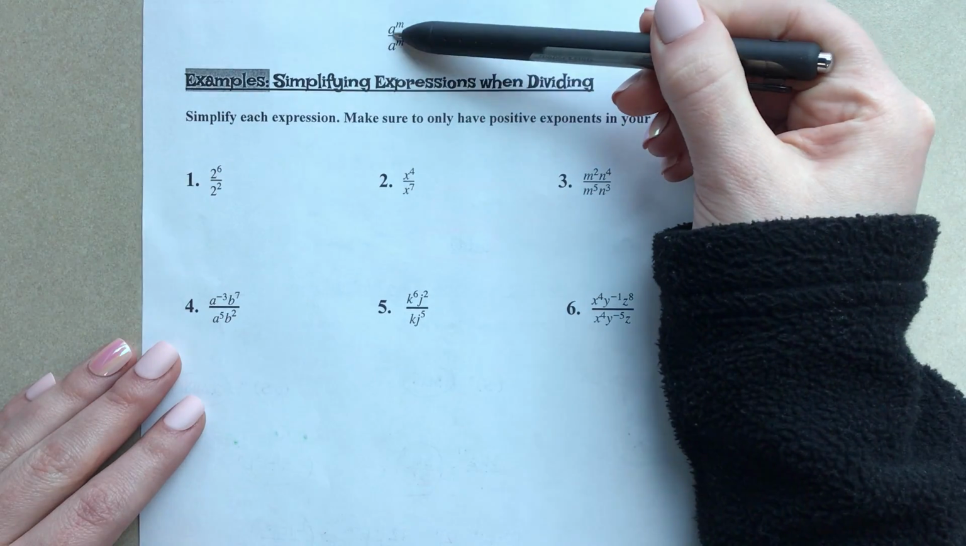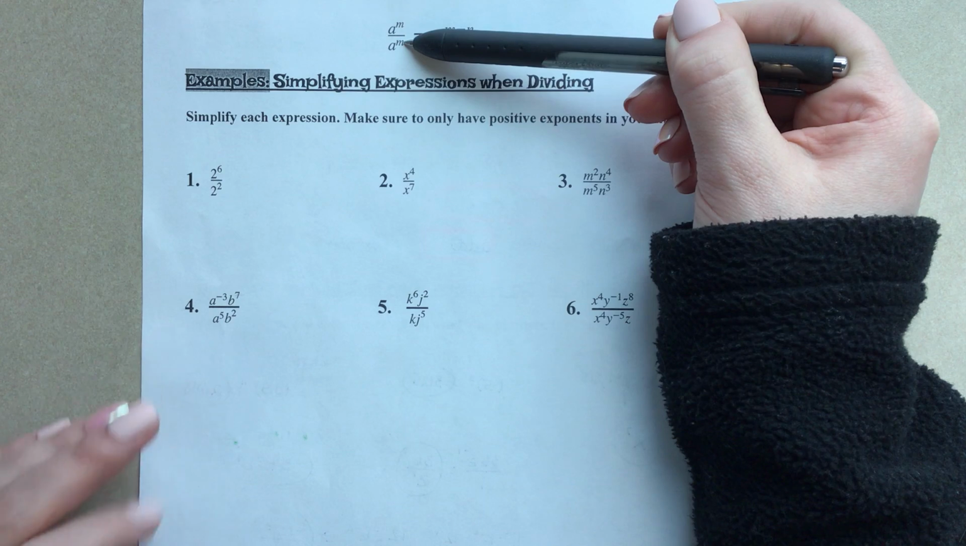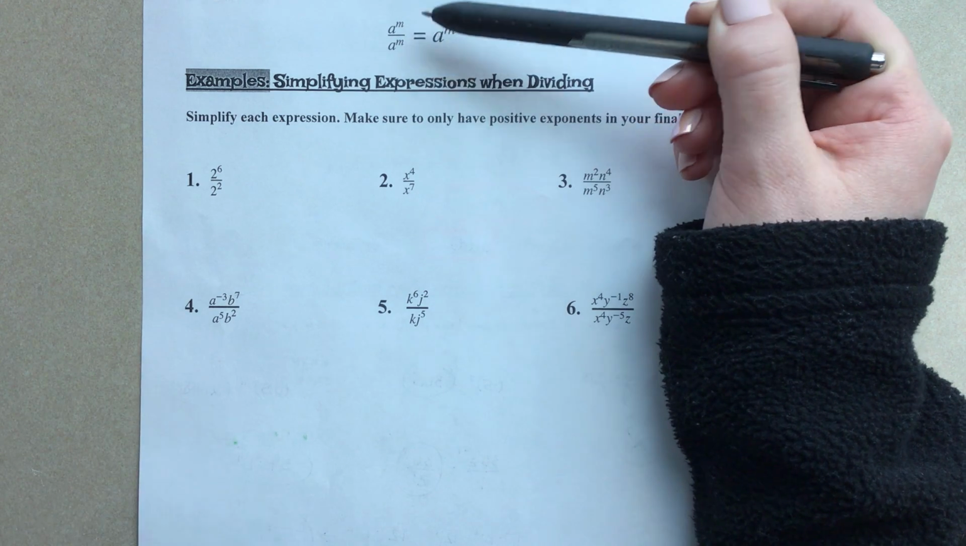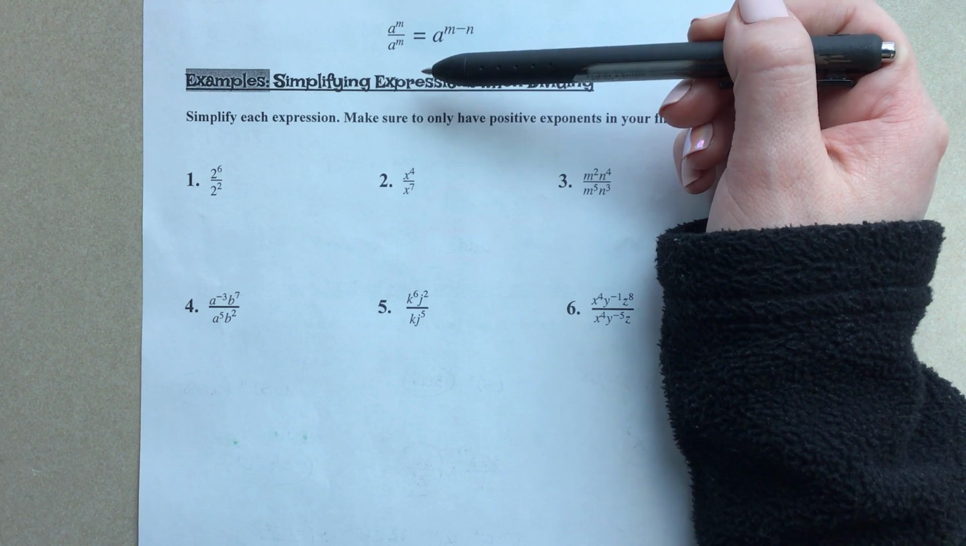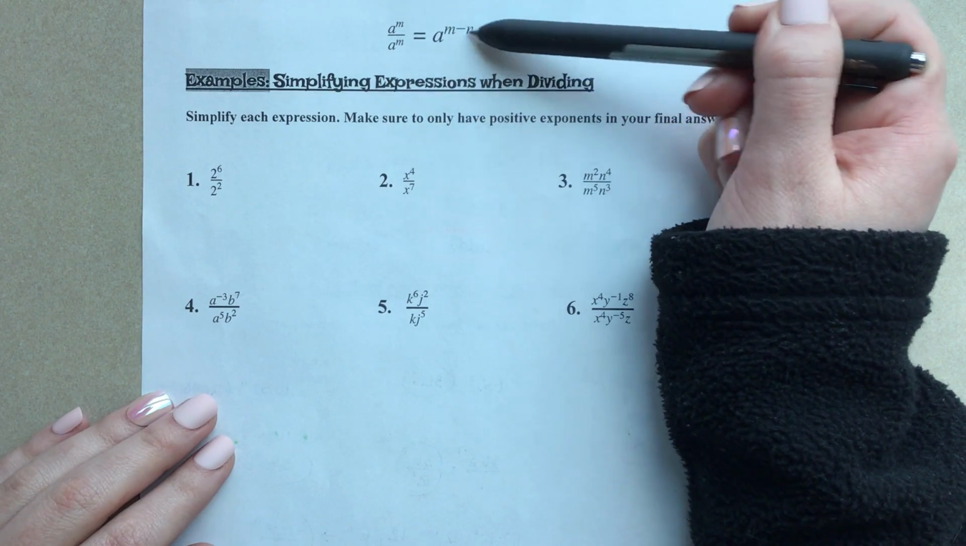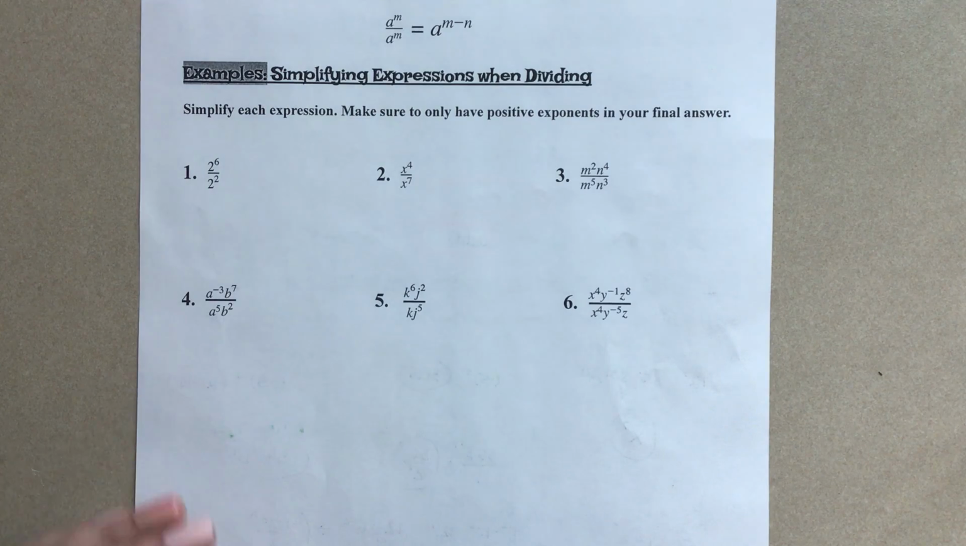So if I have something raised to a power and something else raised to a power, same base, like they're both x or they're both, I don't know, 10, something like that, then you subtract the exponents. So let's look at some examples like that.